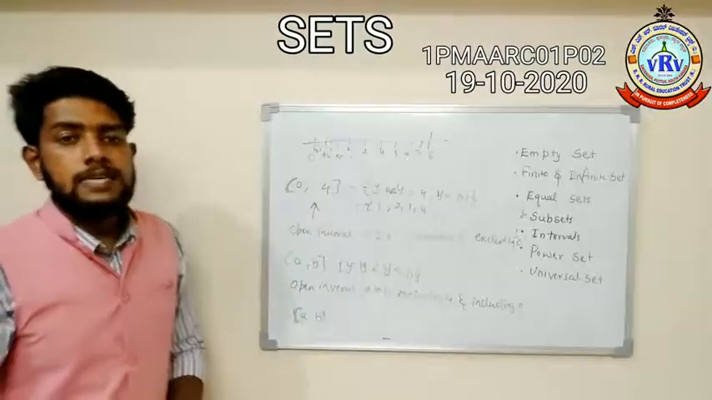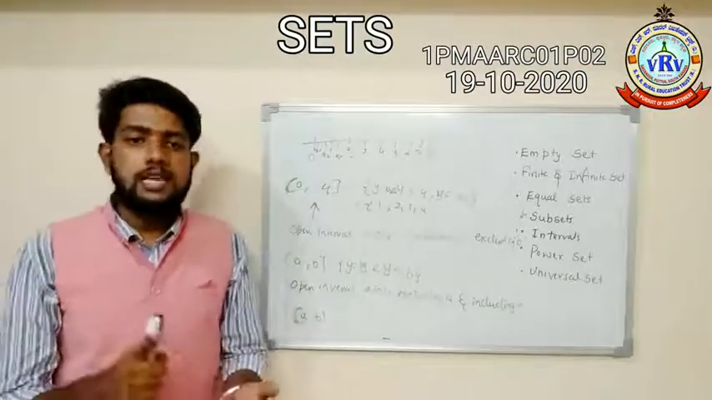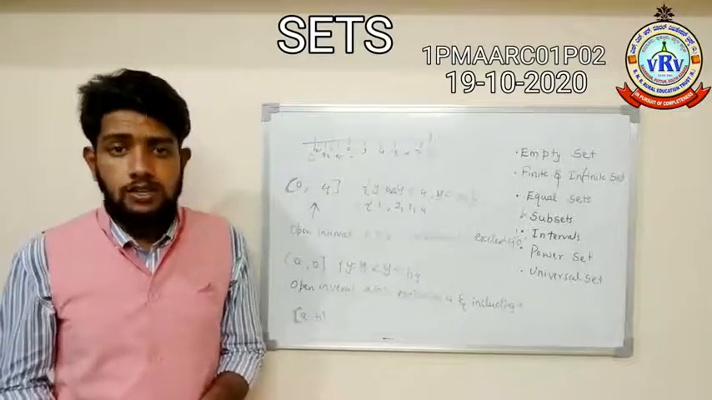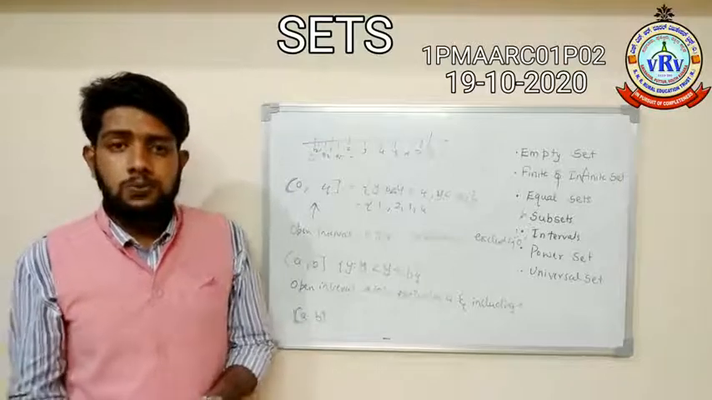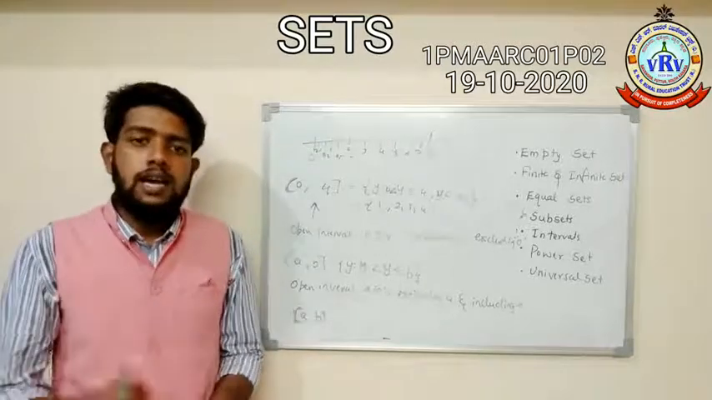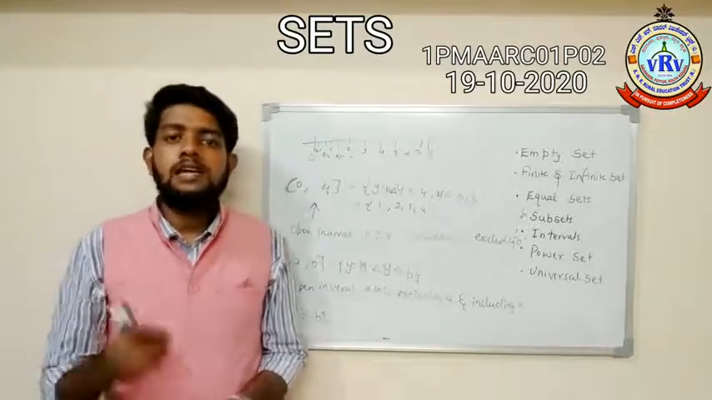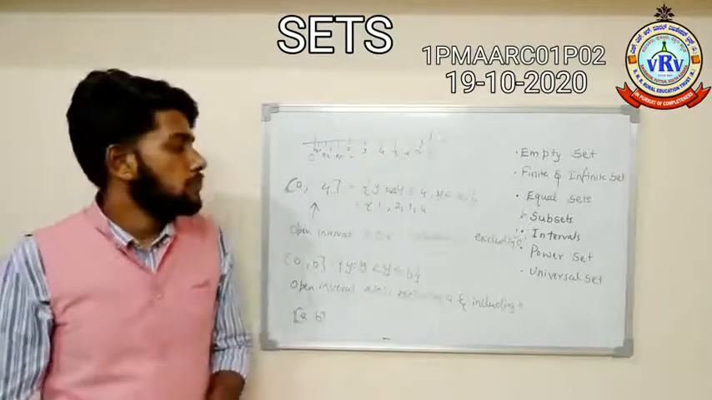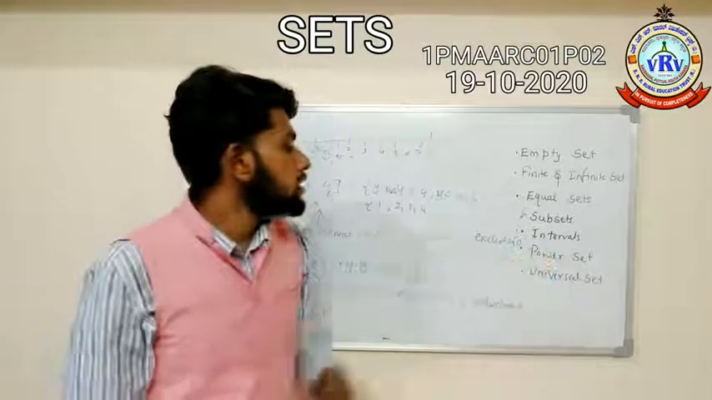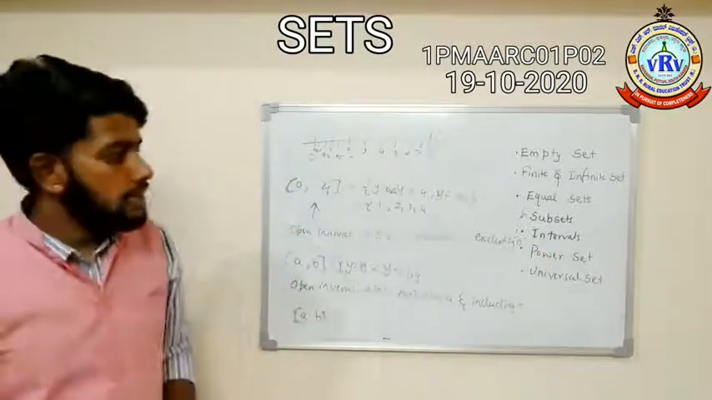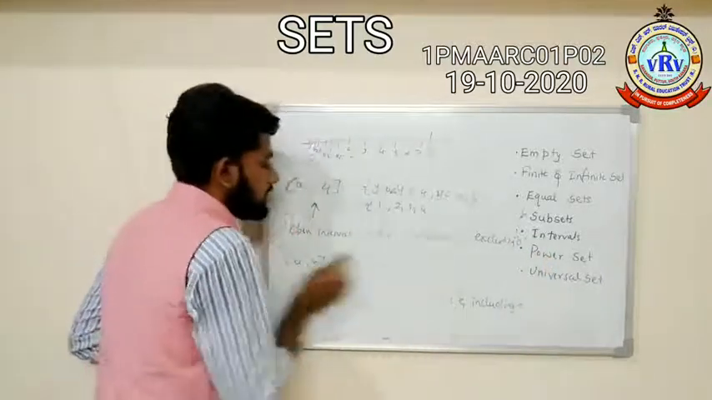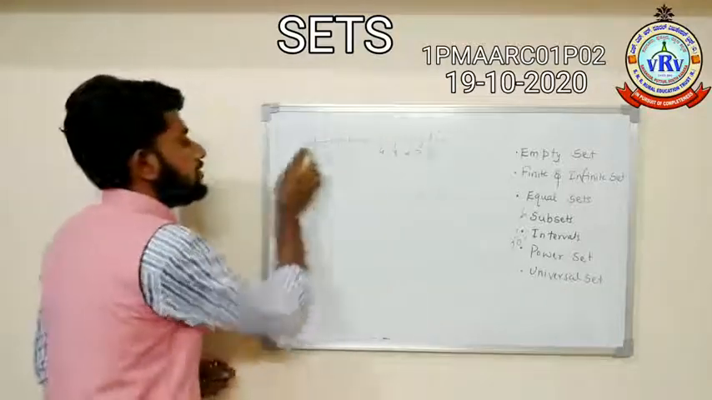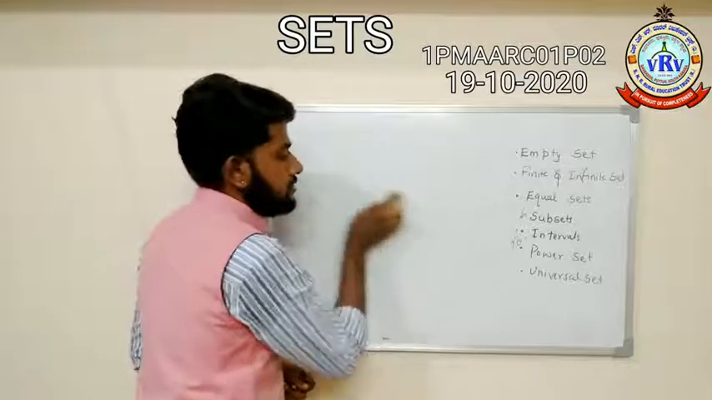So there are four kinds of interval. One is open interval, second is closed interval, third is open interval including the first point and excluding the second point, and fourth is open interval including the second point and excluding the first point. This is about the intervals. Next point, that is power set.